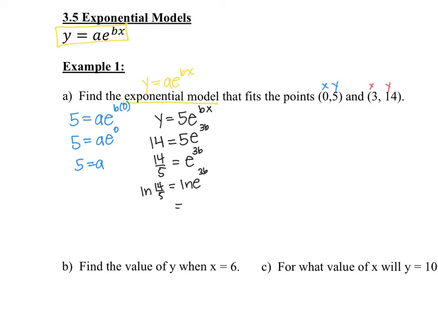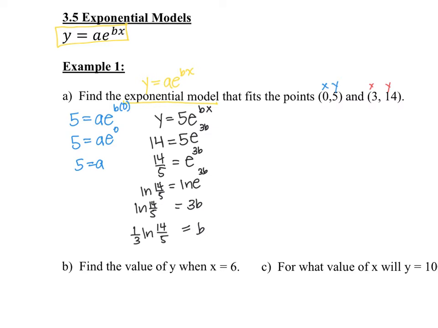Okay, the natural log of e to the 3b is just 3b. Okay, now I need to divide by 3 on both sides or multiply by 1/3. Both ways are equally correct. Okay, so this is my value for b. Because I'm not using a calculator, this is an exact value. If I was using a calculator, I would just put this in the calculator and get a decimal approximation.